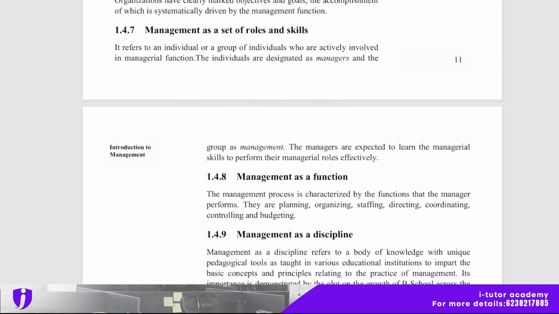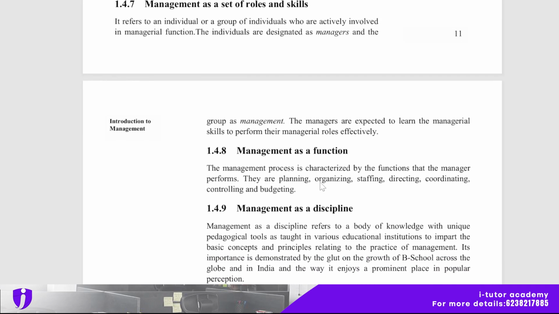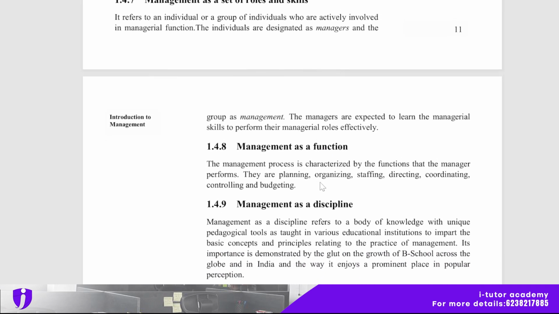And the seventh point is management as a set of roles and skills. So there is a specific set of roles and skills for the management area. It refers to an individual or group of individuals who are actively involved in managerial functions. The individuals are designated as managers and the group as management.